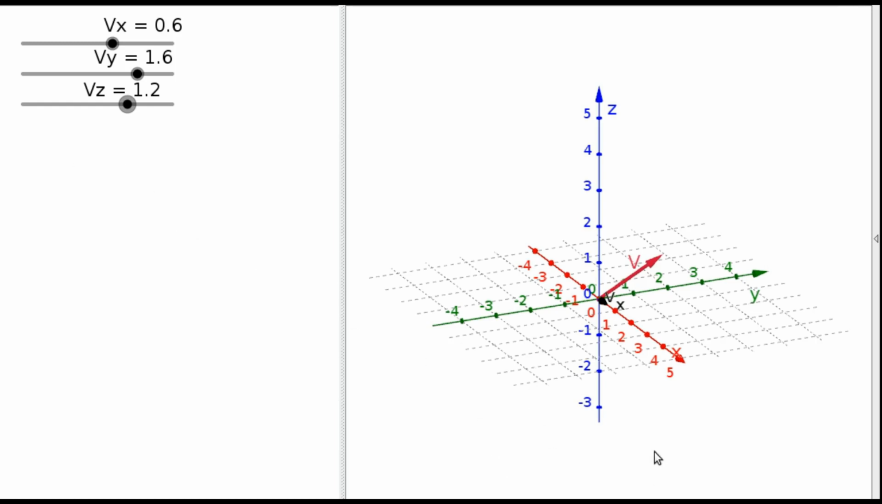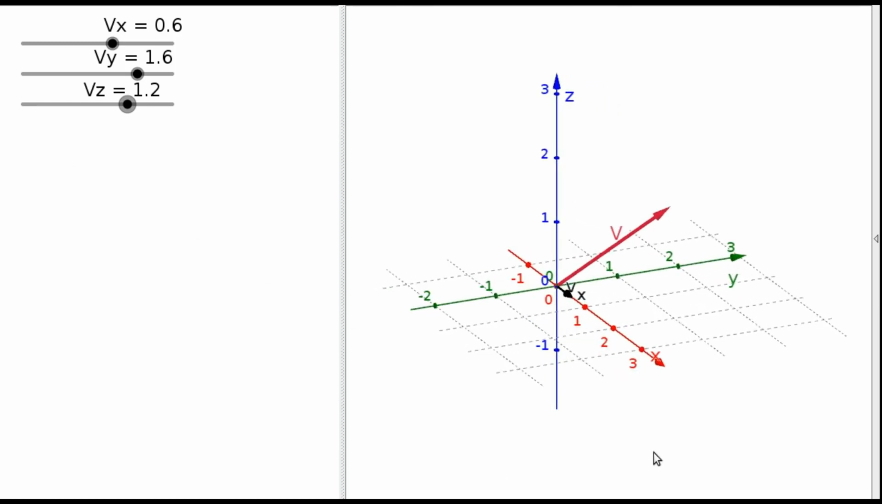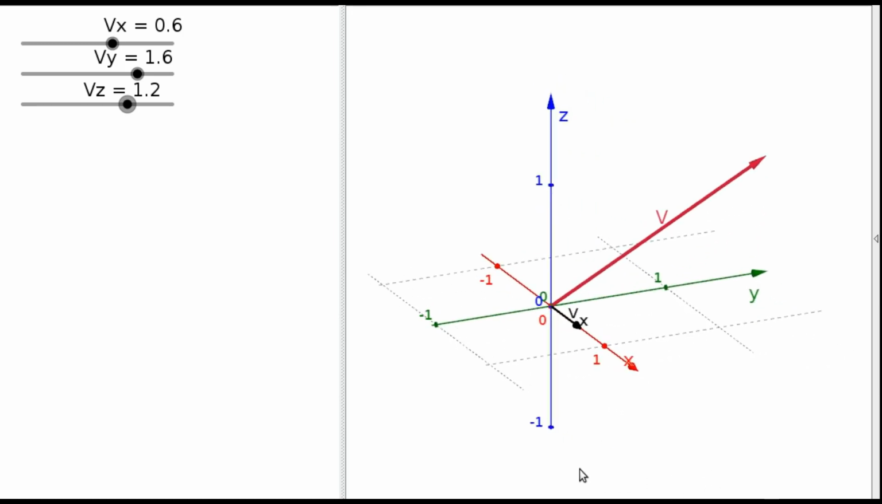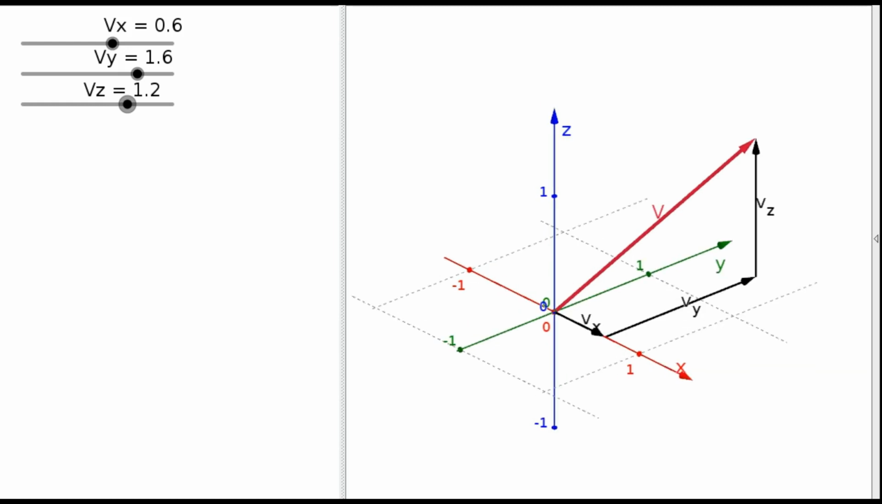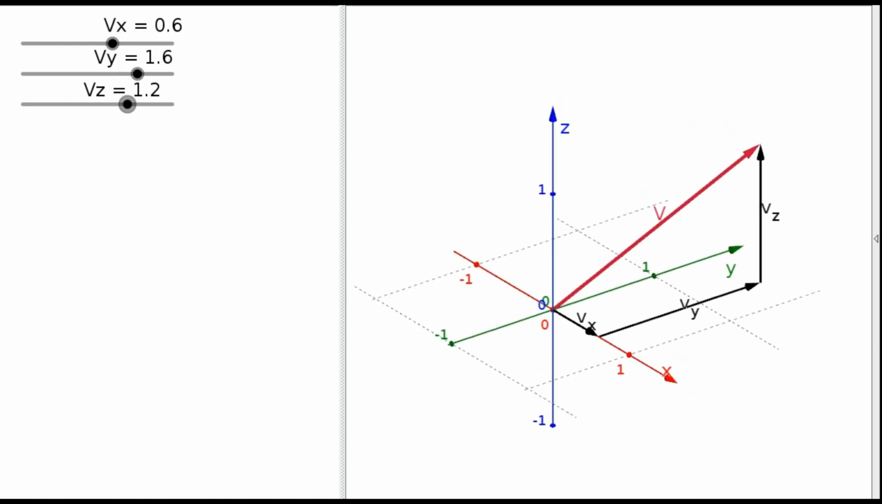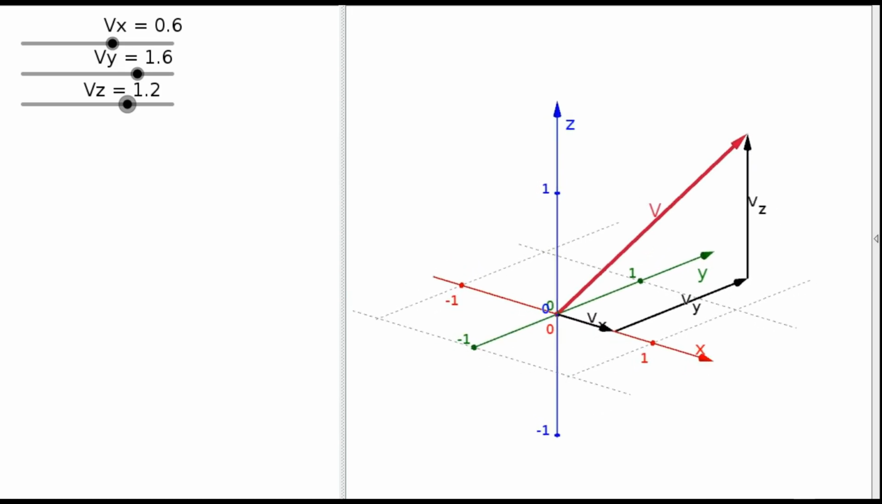Again, we can project this. We see our Vx vector and our Vy vector we're going to add, and our Vz vector. So we've got the same kind of orientation that we've had before. I hope you're getting used to looking at these three-dimensional drawings.